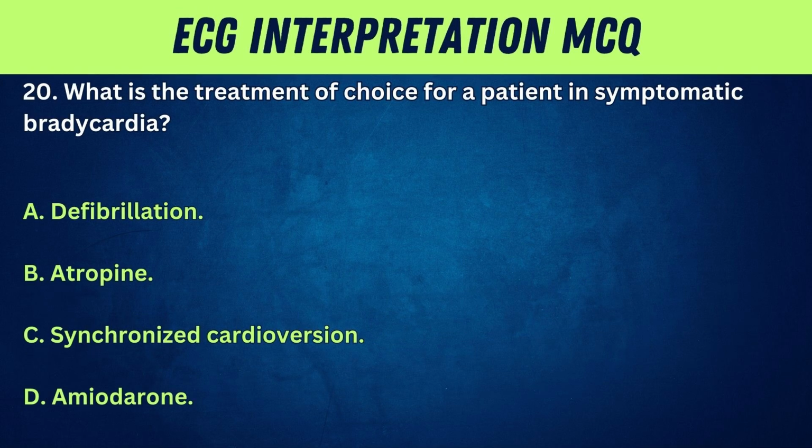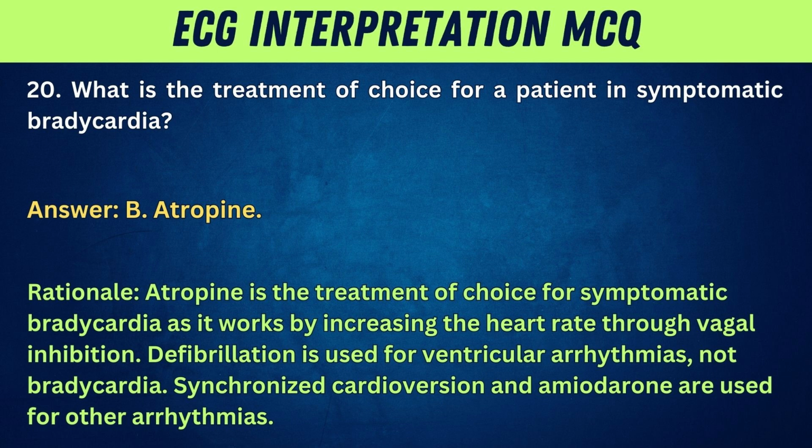20. What is the treatment of choice for a patient in symptomatic bradycardia? A. Defibrillation. B. Atropine. C. Synchronized cardioversion. D. Amiodarone. Answer: B. Atropine. Rationale: atropine is the treatment of choice for symptomatic bradycardia as it works by increasing the heart rate through vagal inhibition. Defibrillation is used for ventricular arrhythmias, not bradycardia. Synchronized cardioversion and amiodarone are used for other arrhythmias.